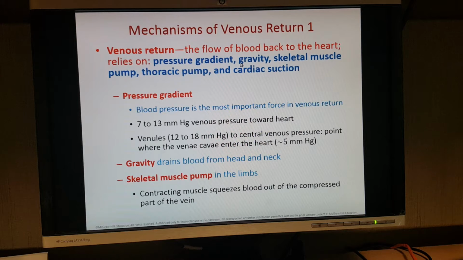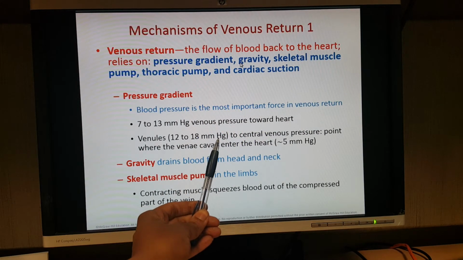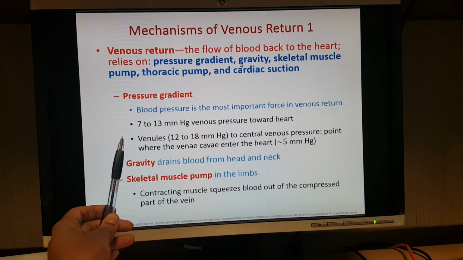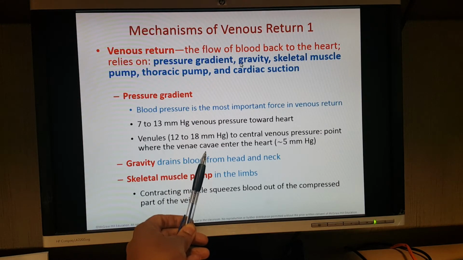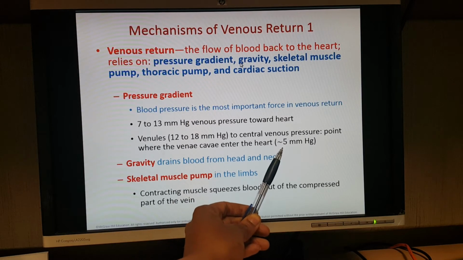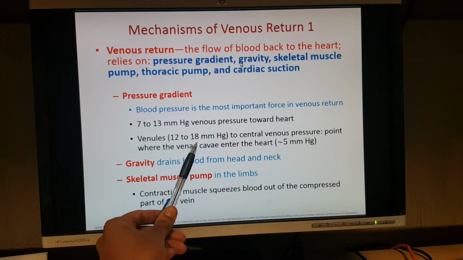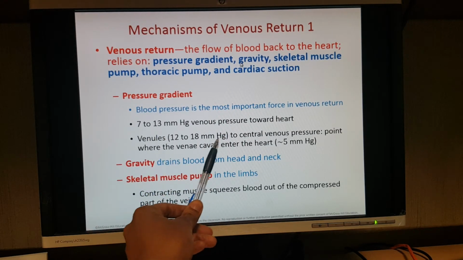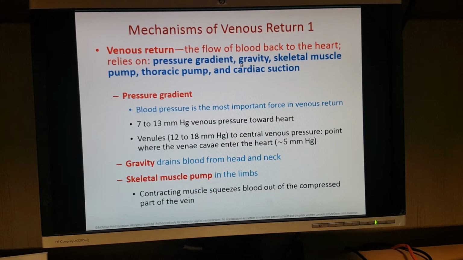Fluid moves from an area of high pressure to low pressure. In the venules, the vessels immediately after your capillaries, the pressure ranges from 12 to 18 millimeters of mercury. By the time you reach the vena cava, which are the major blood vessels that enter the heart, the pressure drops to about 5 millimeters of mercury. So it's not much of a difference, but there is still higher pressure in the venules, through the veins, and back up towards your heart, a lower pressure area of about 5.